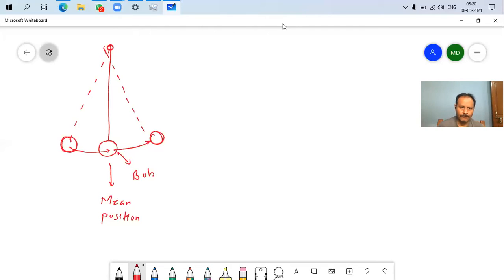Now, these positions we mark as O, A, B, as it is shown in the video. So what is the position O termed? O is the mean position. A and B are both termed as extreme positions.